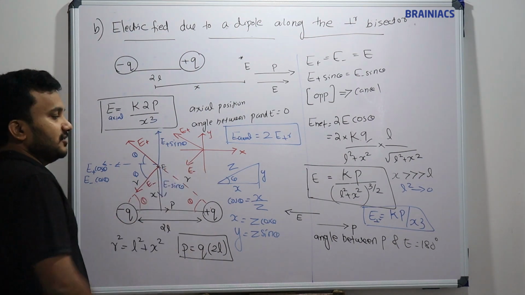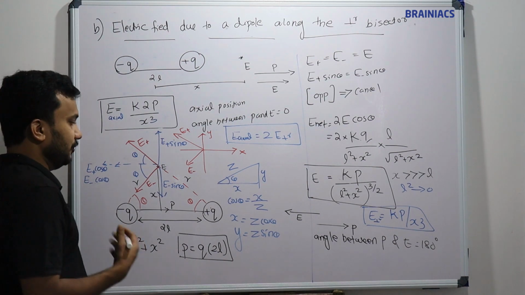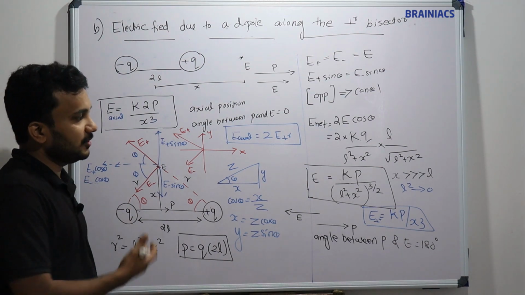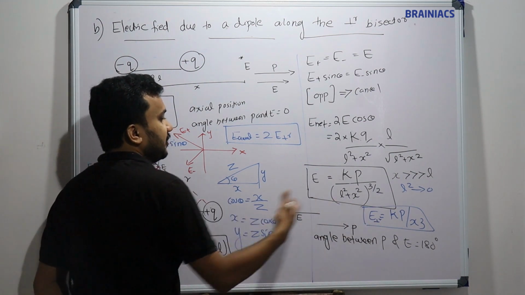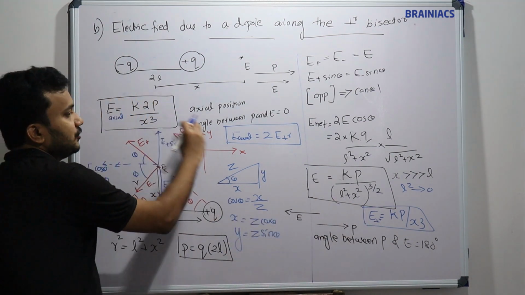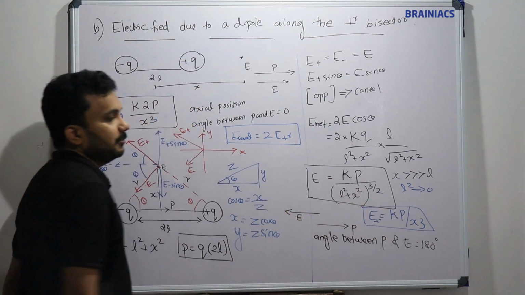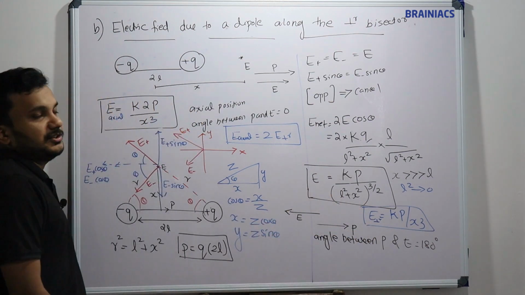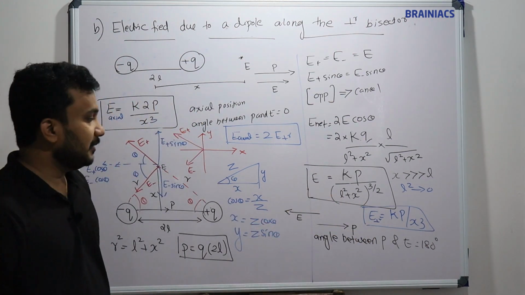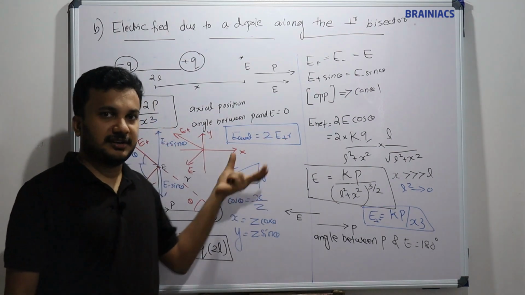Now, hope you understand everything. Now pause the video and complete the notes, whatever you understood. Whenever you come across some doubts, look into this board. So this is important: the angle between P and E equal to 180 degrees, and the formulas also have to be remembered, K into 2P by X cube and Kp divided by X cube. This you don't have to remember, but this you have to remember while solving numericals. But this is important: the angle between P and E along the axial position is 0.